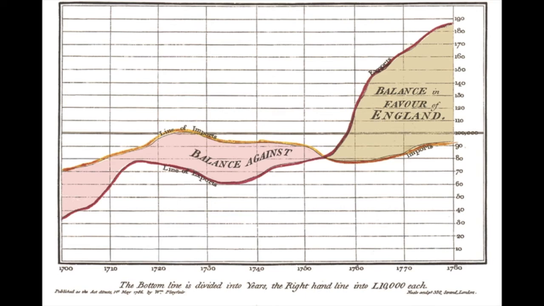Let's see. This is a Playfair. I apologize for being out of order here, but what we're looking at here, and again, this is like the late 1700s, so it's pretty impressive. Exports and imports to and from Denmark and Norway. And this is from 1700 to 1780.